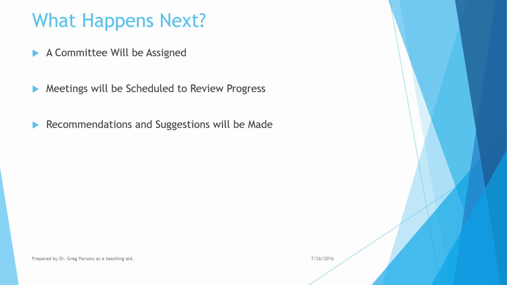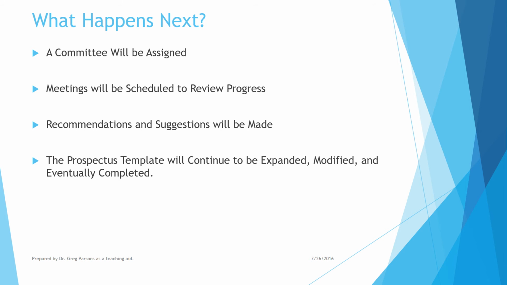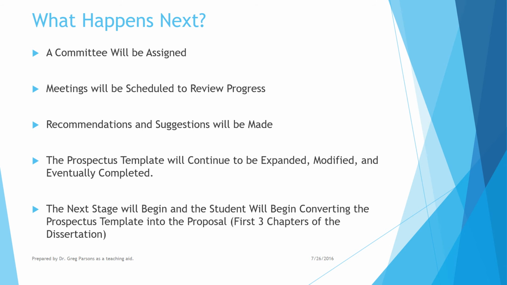The committee will make recommendations and suggestions to move ahead. The prospectus will continue to be modified, eventually completed, where all the questions will be answered. And then once the template is finished, you convert that into the proposal, which is the first 3 chapters of the dissertation. So that's the process. Those are the steps that you go through.